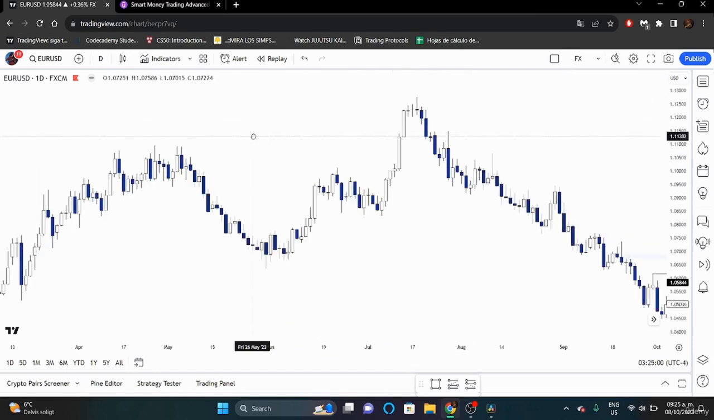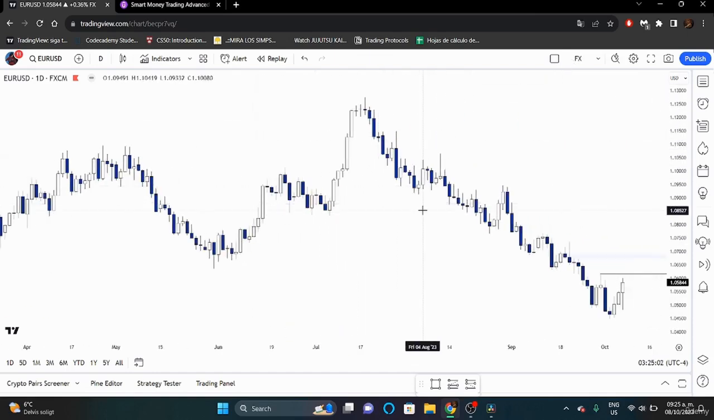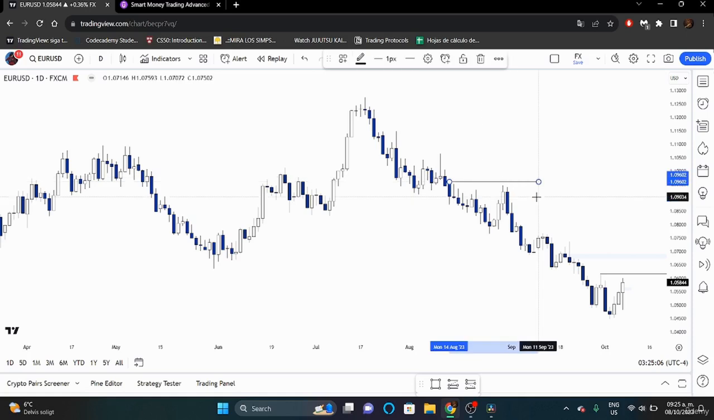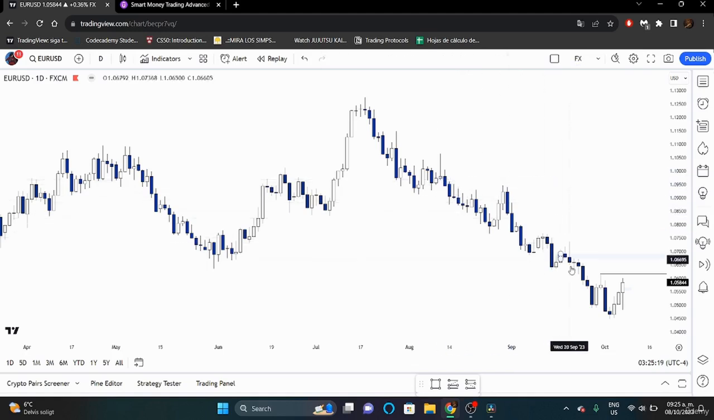For example, I believe we have one fair value gap over here. We never tap into it. Why? Because there's an immediate rebalance here, so we don't want to see price touch and go higher. We just want to see it go quick, immediately go lower.